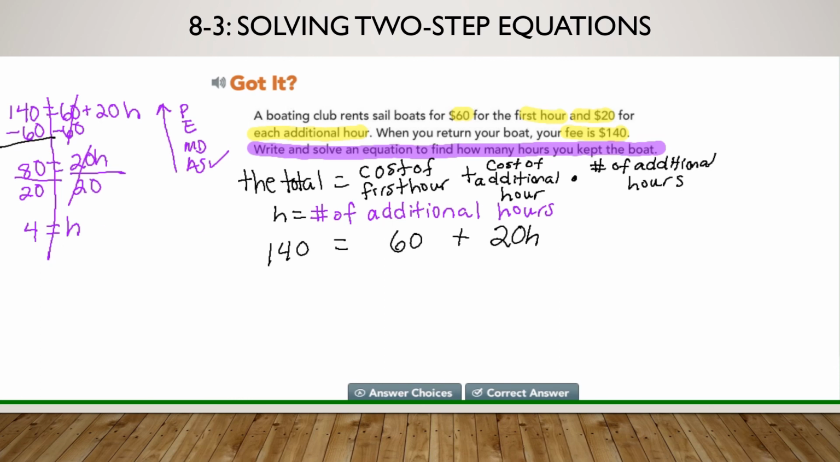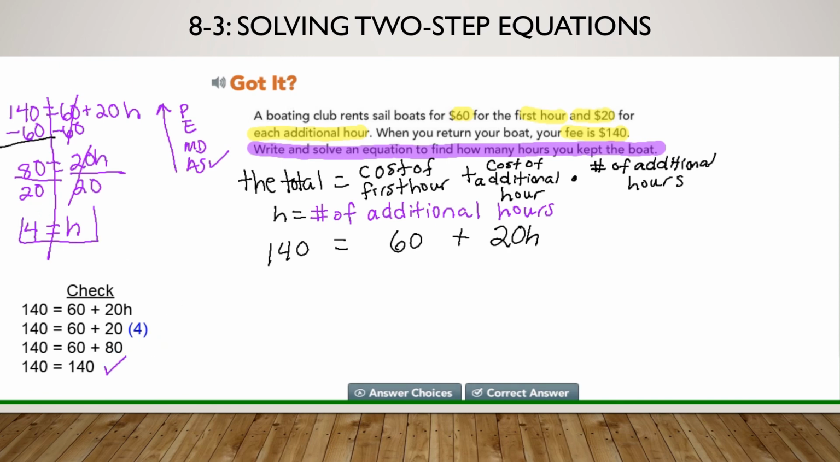Now you have to remember to always check your work. When you check your work, all you have to do is substitute the value of h in for your variable. So I did 140 equals 60 plus 20 times 4. And 20 times 4 is 80. 80 plus 60 is 140. And 140 is definitely equal to 140. So that means h is equal to 4, and the number of additional hours is 4.